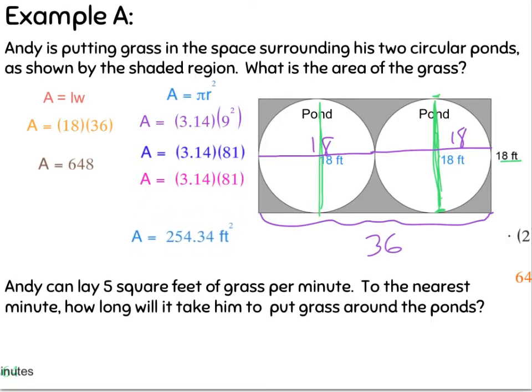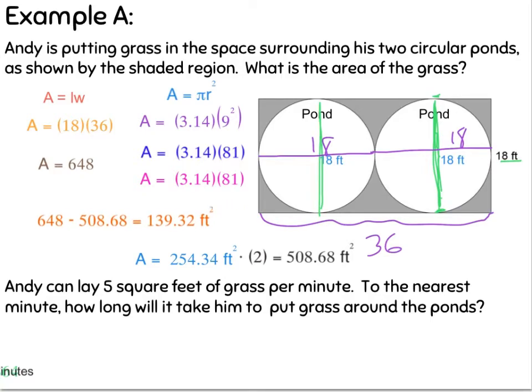So I have to take my area and multiply that times 2 for the 2 ponds that are there. When I do that, I get 508.68 feet squared. So remember, there's 2 ponds, so I had to multiply it by 2. So to do some math now, I'm going to take my 648, subtract the 508.68, and I'm going to get 139.32 feet squared.